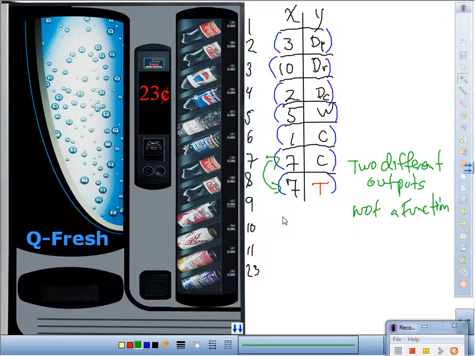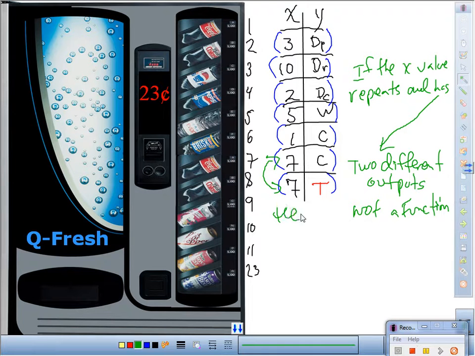Everybody with me? Okay, so you're going to copy this table down, please, and you're going to write: if the X value repeats and has what? 2 different outputs, then it's not a function. Copy that, please.